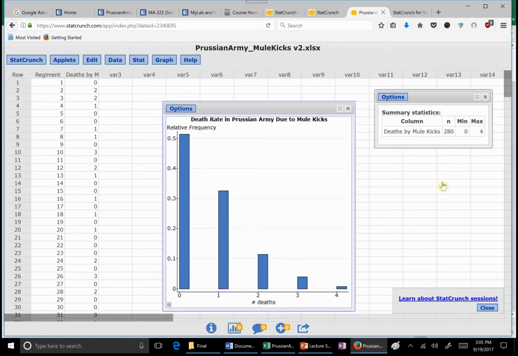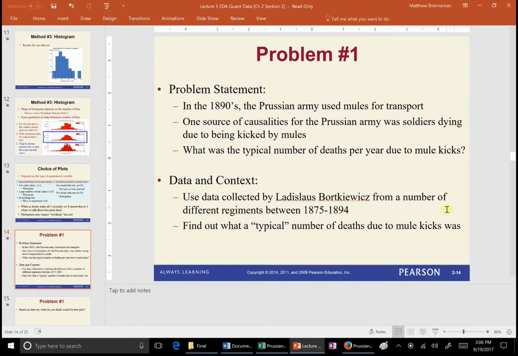Now, try it with stem and leaf, just for fun. See what you get. You'll get a really nasty plot. Try it with dot plot. It won't be as nice. Okay? Questions on the histogram on this data set? Okay, let's look at another data set.